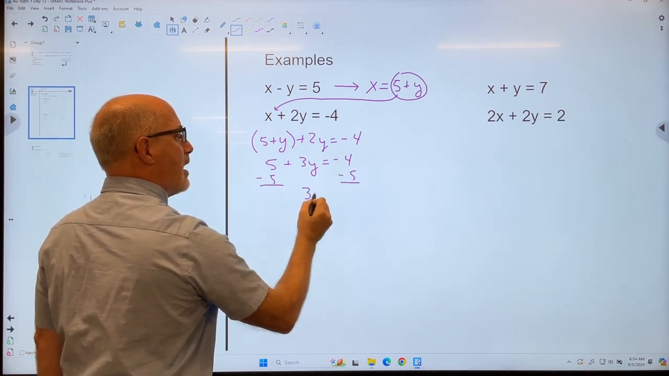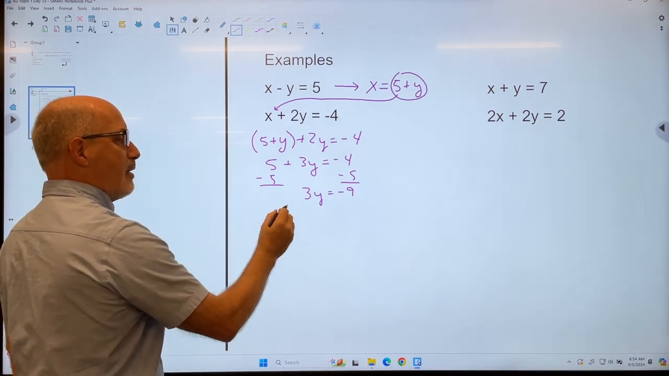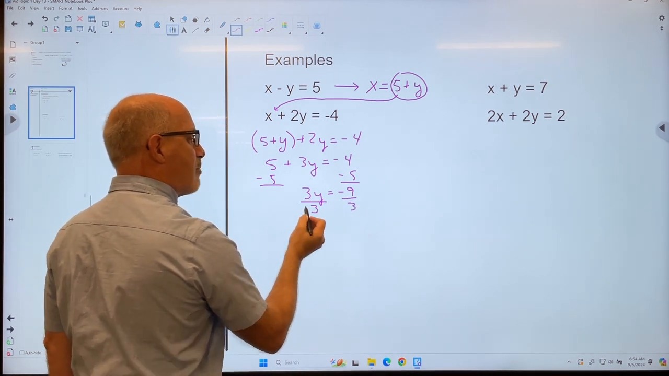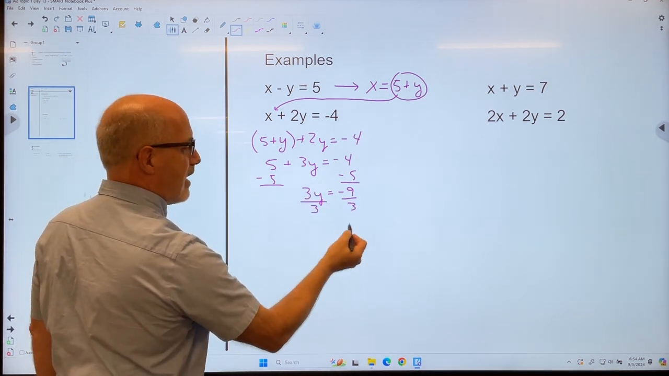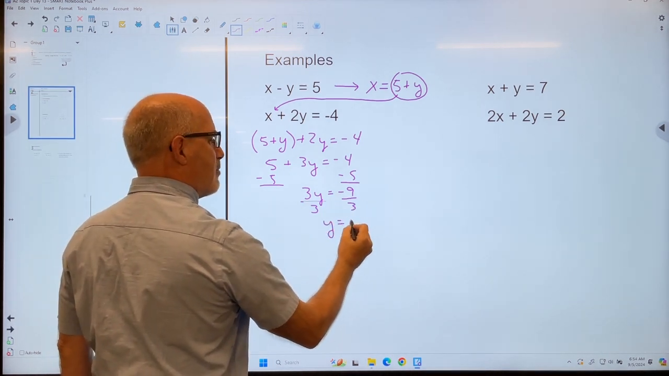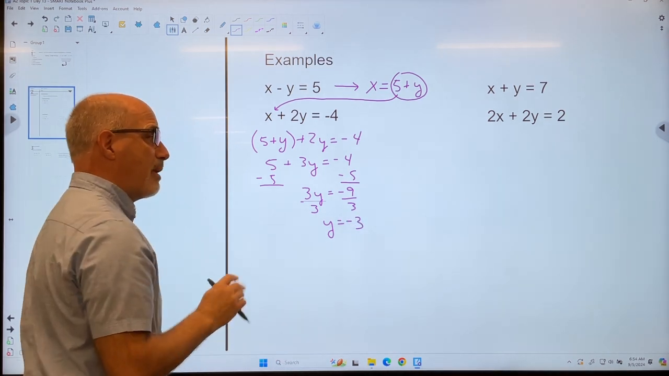So I get 3y is equal to negative 9. And now I'm going to get rid of the 3 by dividing both sides by 3. The inverse operation, 3 times y, we'll divide by it to get rid of it. So y equals negative 9 divided by 3, which is negative 3. So it's my y value.